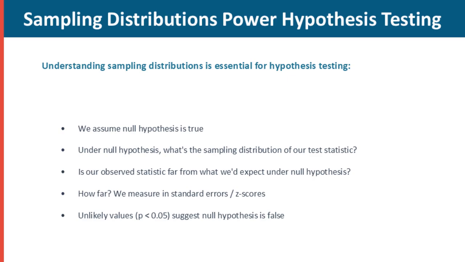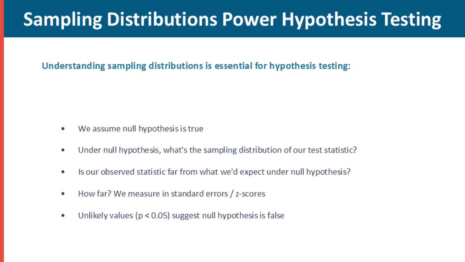Now let's talk about the connection of sampling distribution and hypothesis testing. Sampling distributions are the foundation for hypothesis testing, which we will cover in detail in the next topic. Here is how hypothesis testing uses sampling distributions. Step 1, assume the null hypothesis is true. We assume the population mean equals some specific value. Then we ask in step 2, what's the sampling distribution under this assumption? If the null is true, the sample means should follow a particular normal distribution.